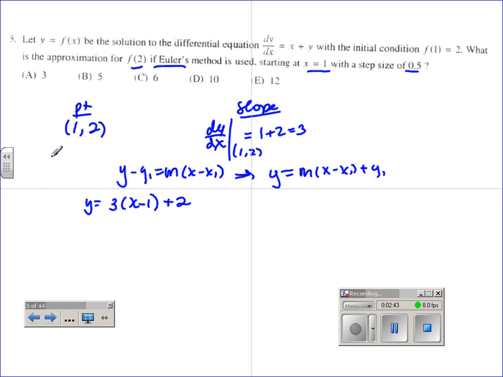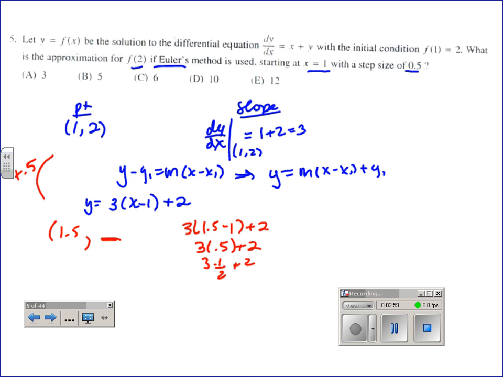Now I'm stepping by 0.5, so add 0.5, so that'd be 1.5. To figure out what goes here, you plug 1.5 in here. And your change here should always be a change in x. 3 times 0.5 plus 2. This is 3 times a half, so 3 halves plus 2. So we have 1.5 plus 2, 3.5.